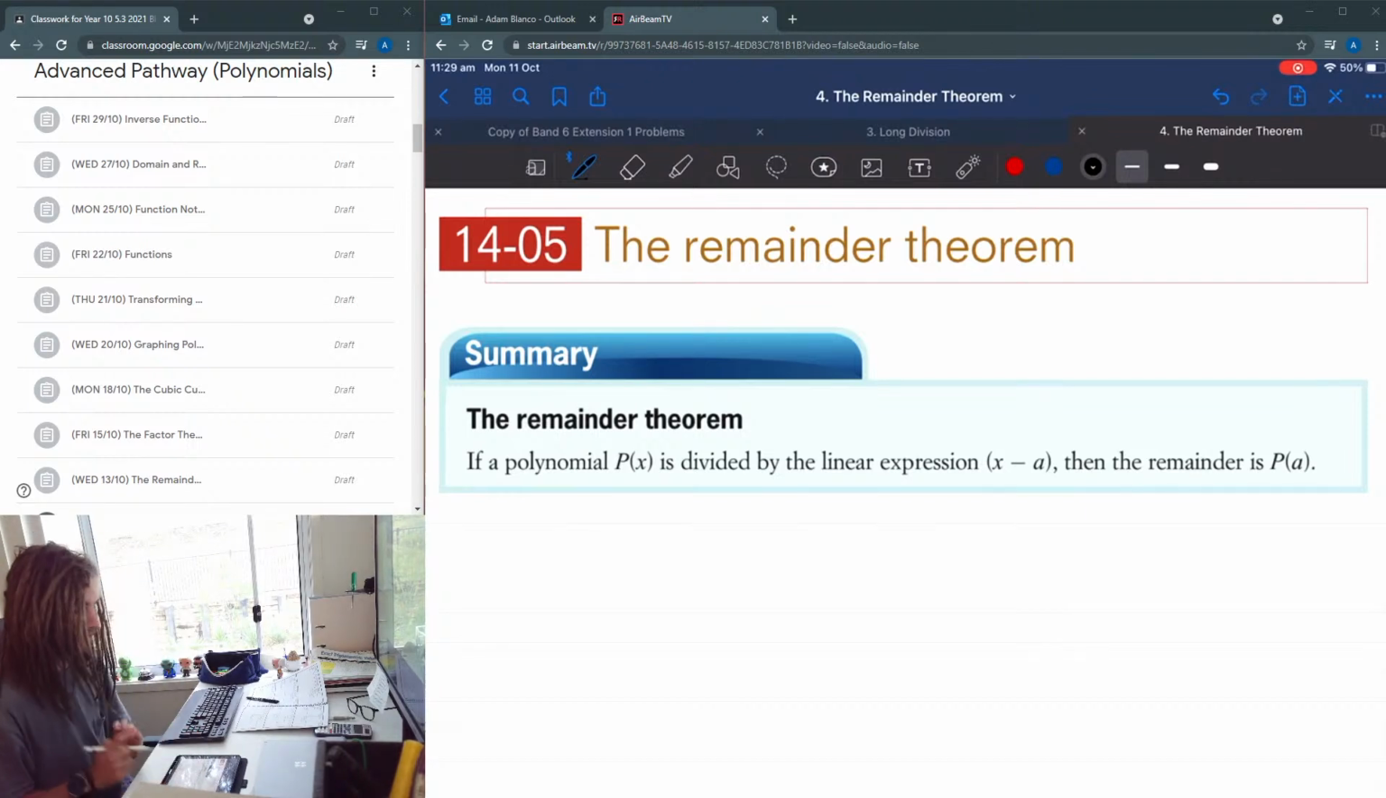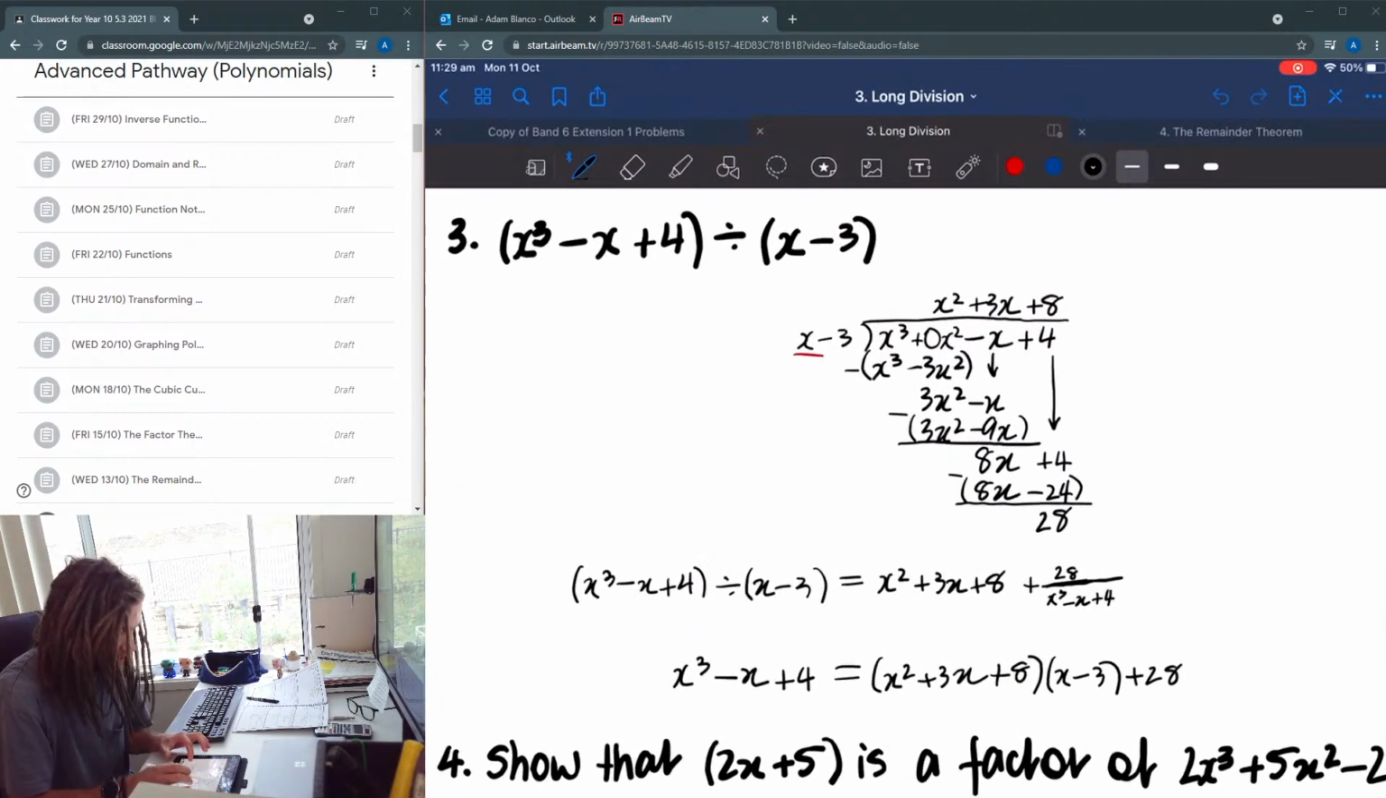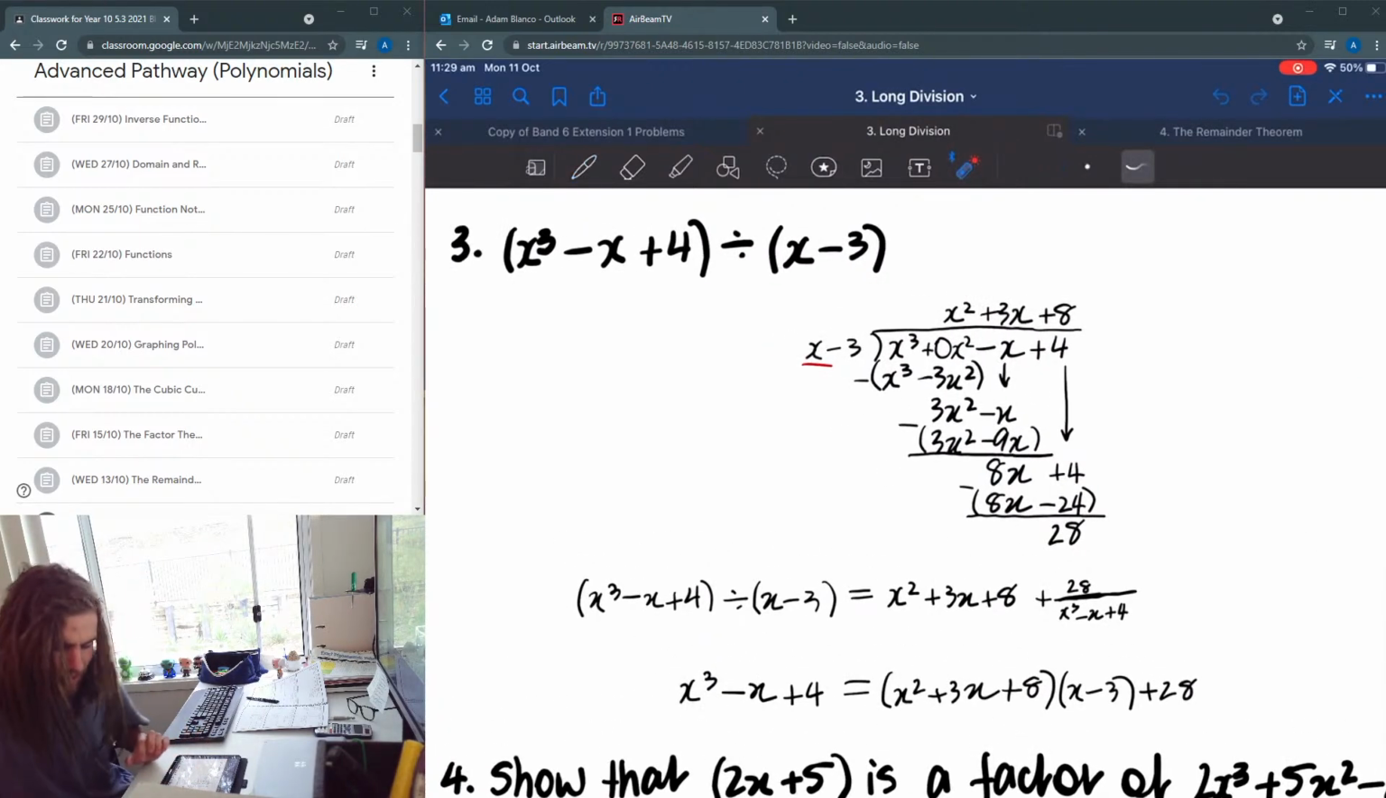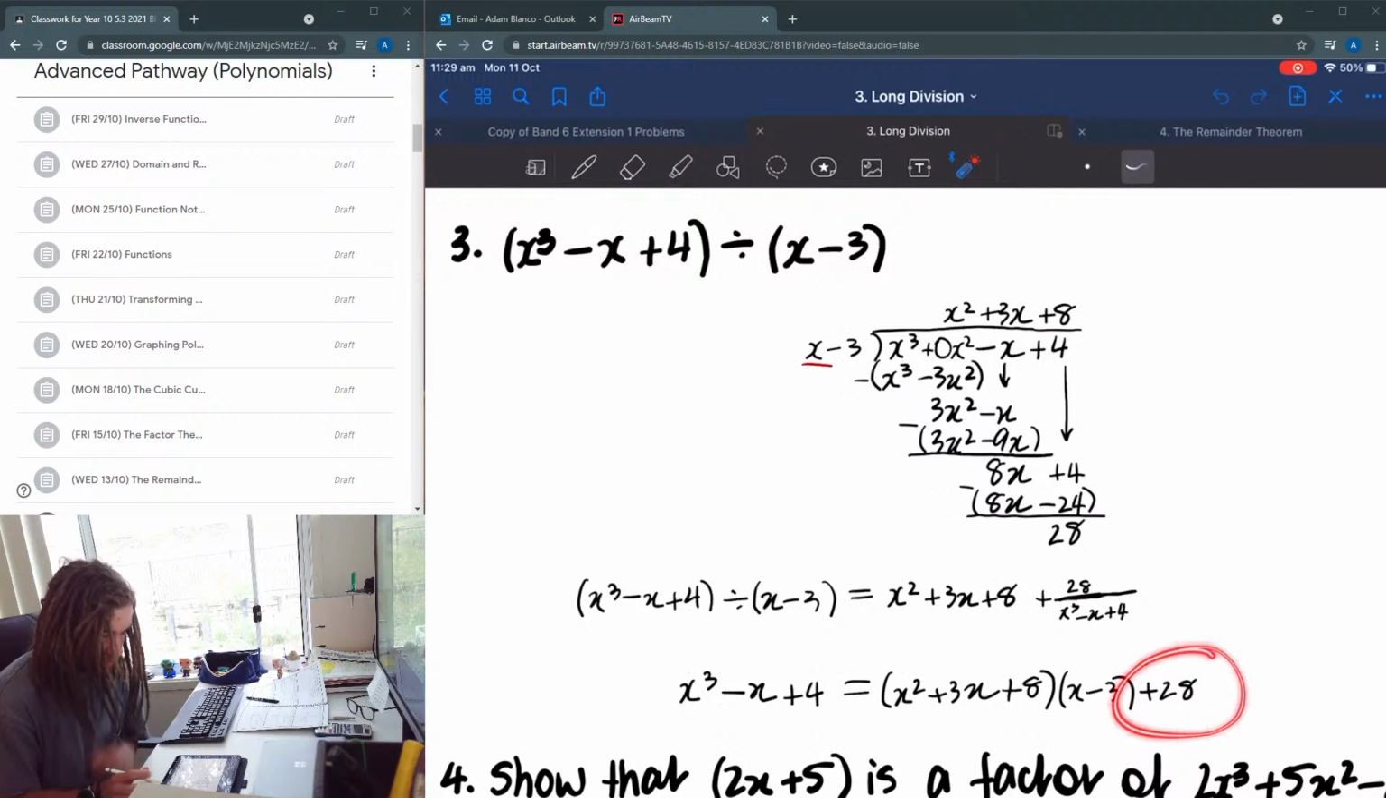Continuing on from long division, we're going to look at the remainder theorem. You can think of the remainder as the value we're left with at the end of a division. Going back to example 3, that's generally this term here, that's our remainder.